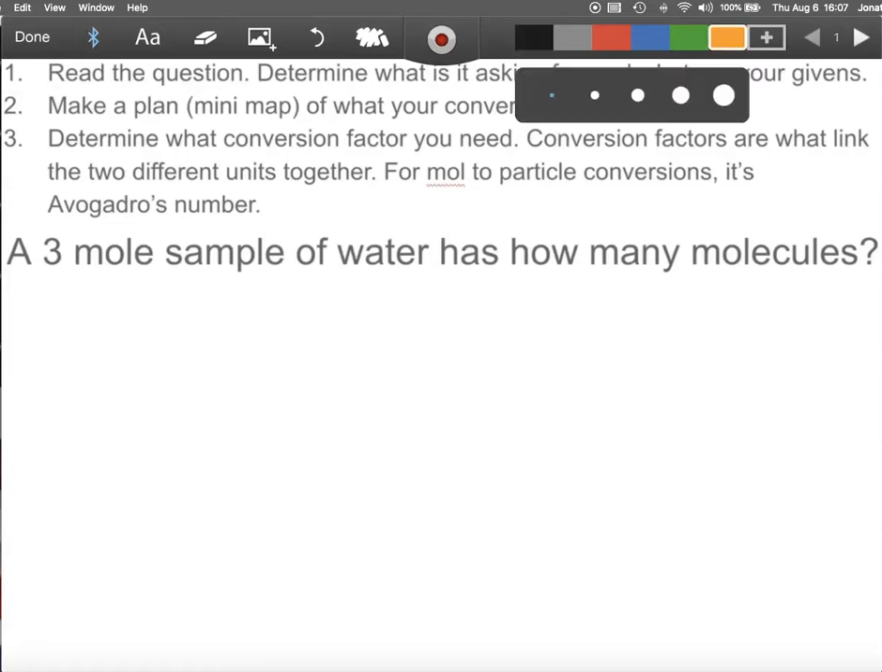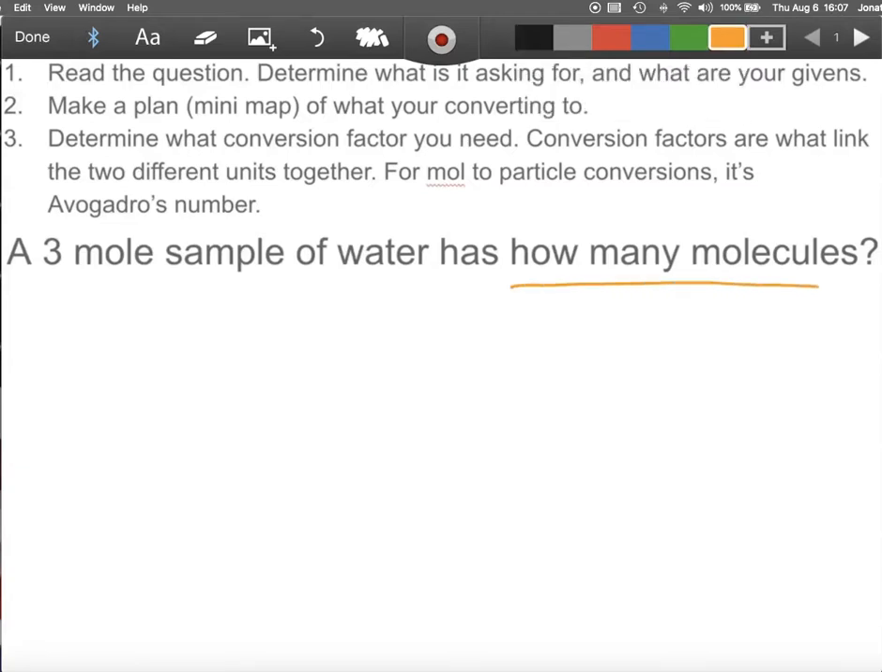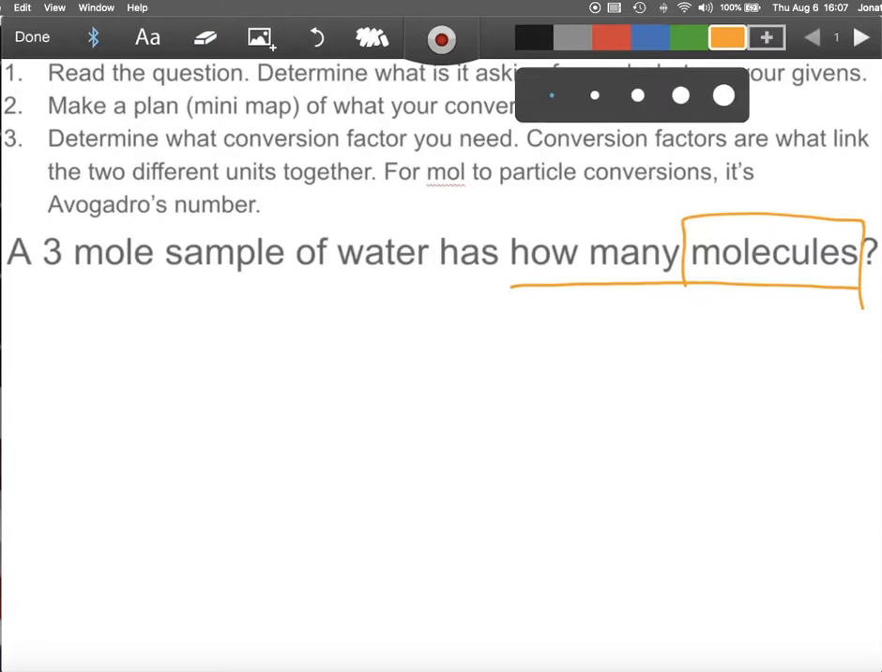Looking at this question here, I see the how many portion and I see, oh, well, it's looking for molecules, okay? Sometimes questions don't have the how many portion. You need to get a little creative with how you're going to determine what they're looking for, what they're not looking for. Typically, the thing that you're looking for doesn't have a number associated with it. It's just a unit, like this is right here.